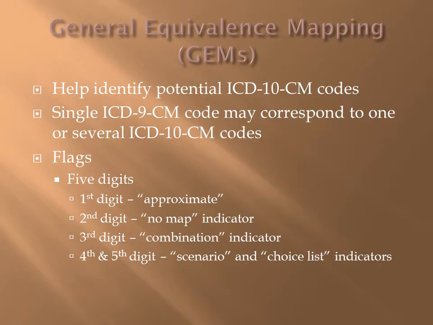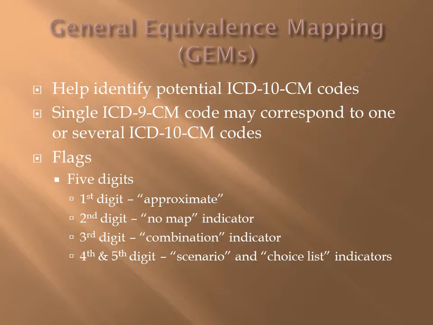General Equivalence Mapping, or GEMS. GEMS help to identify potential ICD-9 CM codes. There are two sets of GEMS. One maps ICD-9 CM to ICD-10 CM, and one maps ICD-10 CM to ICD-9 CM. A single ICD-9 code may correspond to one or several ICD-10 codes.